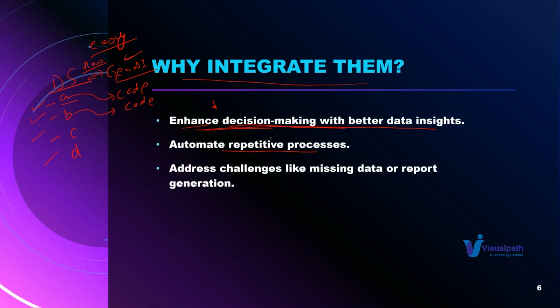Second is automating the reporting process. So you are doing A, B, C, and you ask Gen AI to do it. You are automating the process. And the next one is addressing challenges like missing data or report generation.